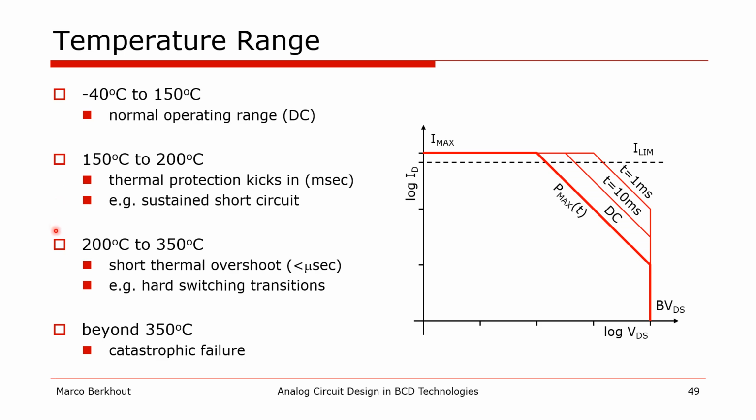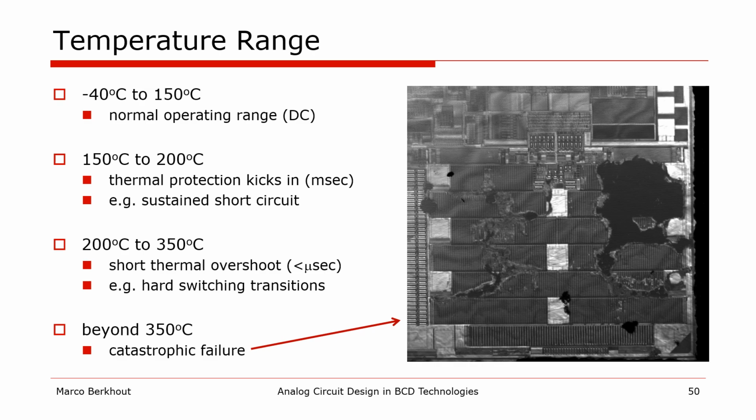A device can even survive temperatures up to about 350 degrees C if this occurs for very short times. This can happen, for example, during hard switching transitions with inductive loads. I will explain about hard switching later in this tutorial. But if the temperature increases above 350 degrees C, then the device is likely to be destroyed. And this can be quite spectacular.